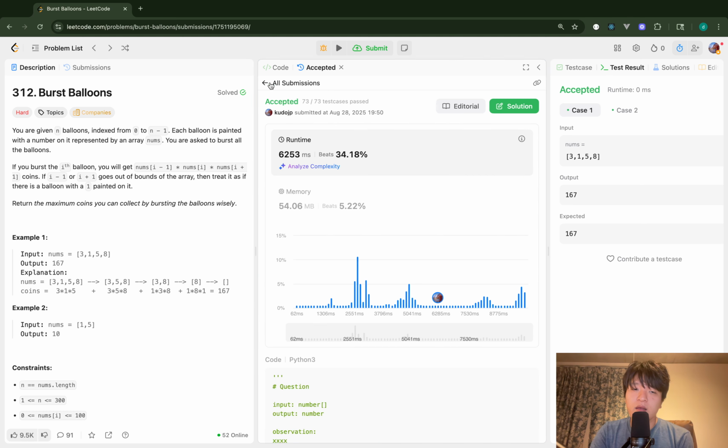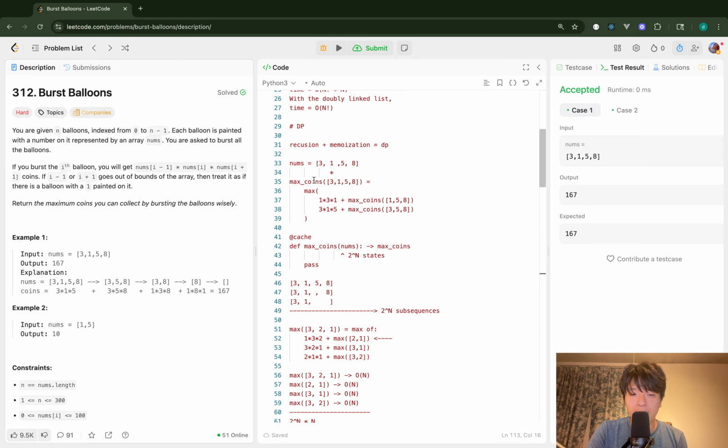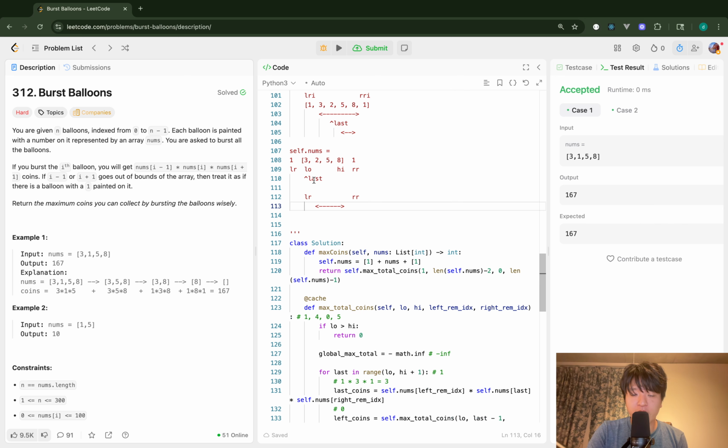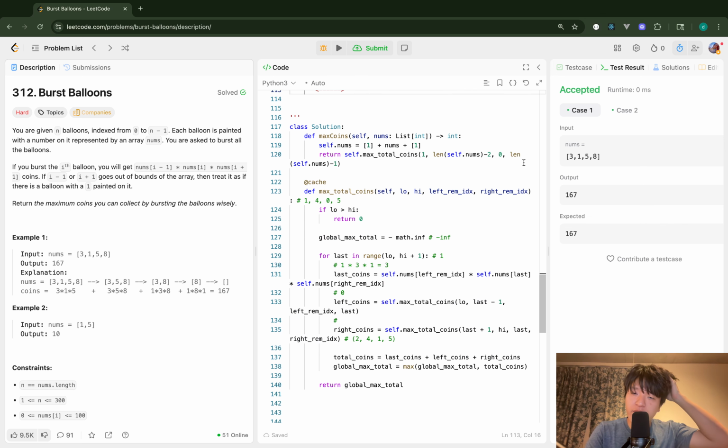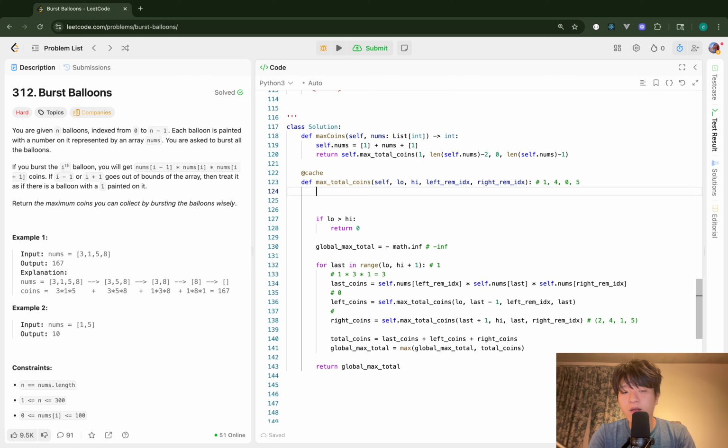Okay. So that being said, I will do the complexity analysis. Currently, when I take a look at the arguments, there are low, high, left rem index, right rem index. So it seems like there are n to the 4 variations of arguments, but actually not. Let me tell you why. Firstly, let's see what is given as the argument.